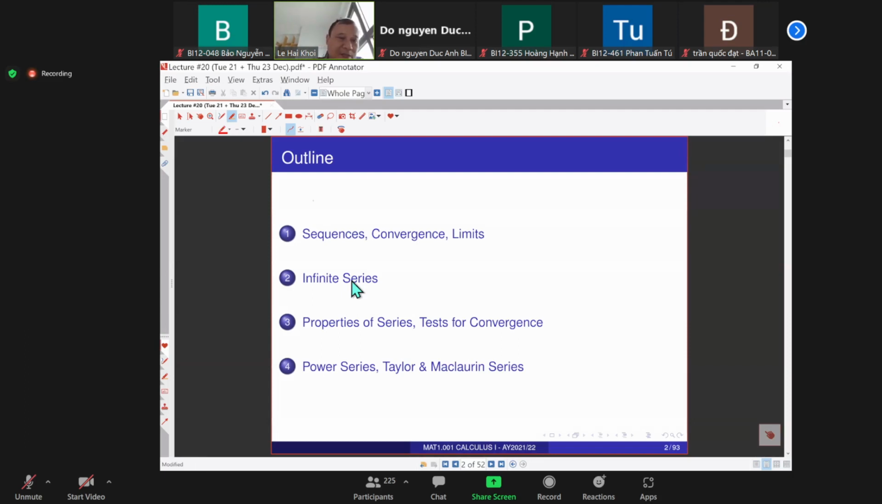The first section is about sequences. You also have the definition, the convergence, and the limit of sequences. And this part, in general, is not easy. Especially, you are asked to determine whether the given sequence converges or not, and if it converges, what its limit is. So this is not easy.